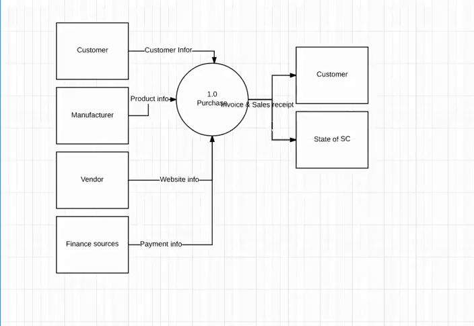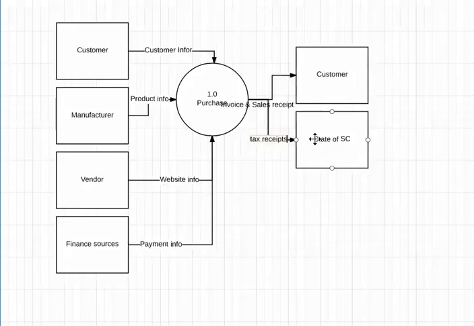Let's click that on. So now I've drawn in the state of South Carolina, and we're putting in here the tax receipts. So now what we have is the purchase with external outputs for this process of purchase to the customer, and this is the sales receipt and the invoice, those things which are the data-driven reports that are sent to the customer. And also for the state of South Carolina, we have the tax receipts from the taxation that goes on through the purchase process.